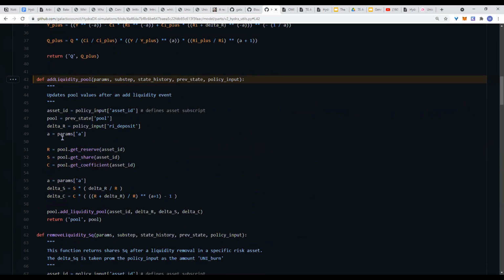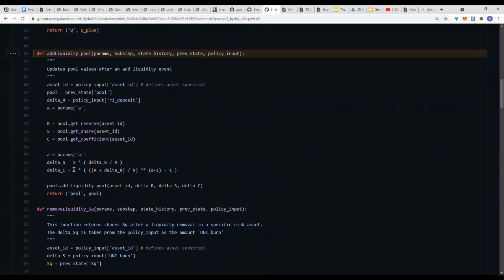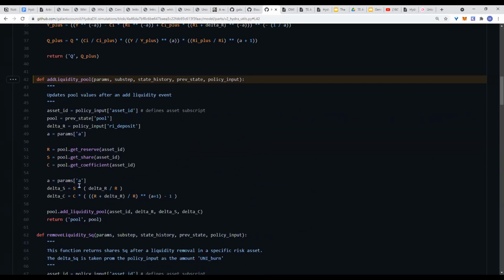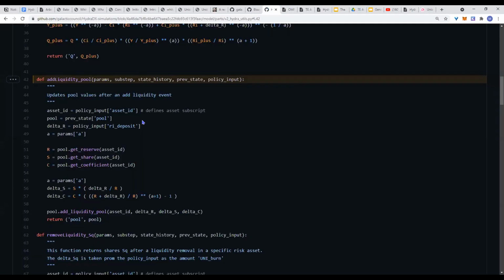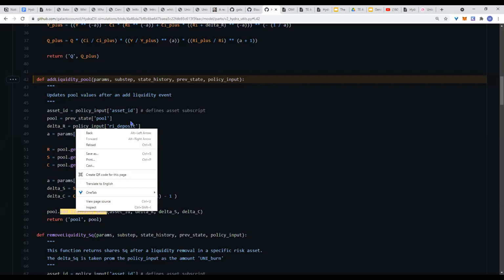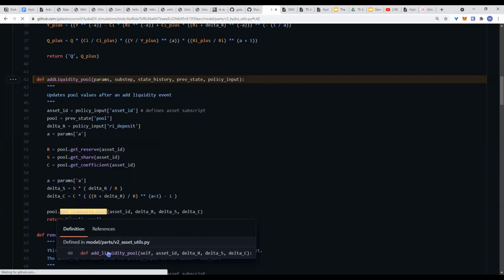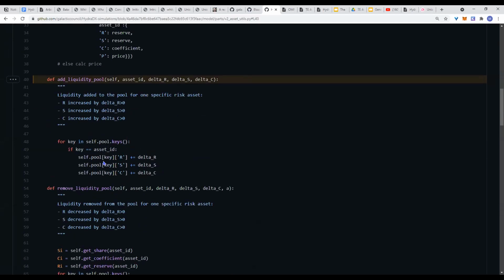So you can see that this is the R and the S and C for that specific risk asset. And then we're saying this is how we're updating the S and the C for that risk asset. Oh yeah, and the R is updated in this method as well, if you want to see that. That just threw me off for a second. So okay, we're changing the R and the S and the C here.